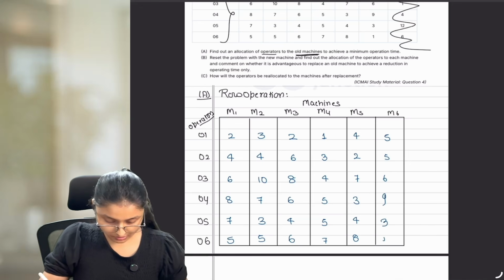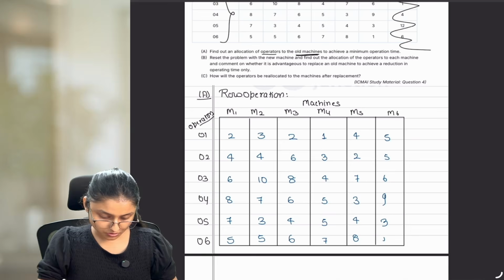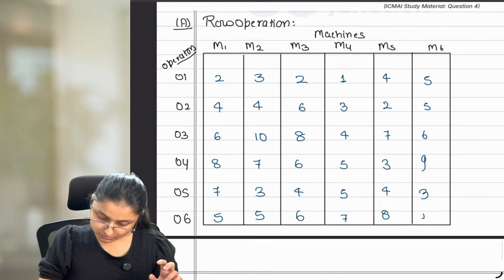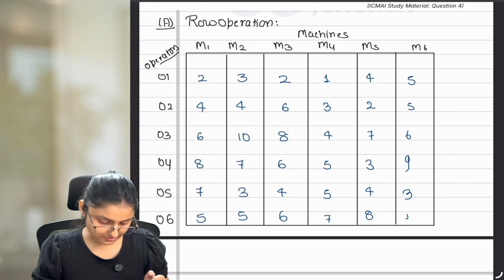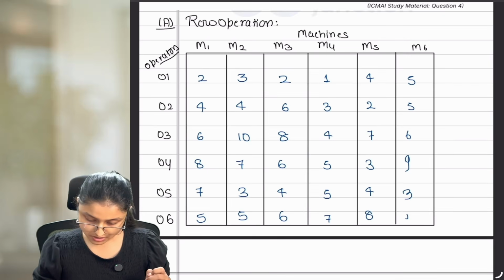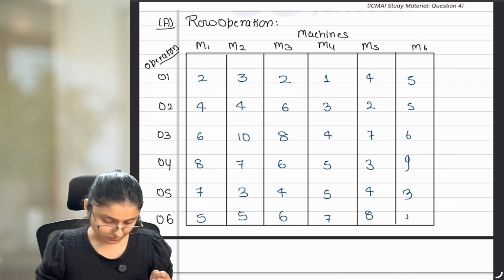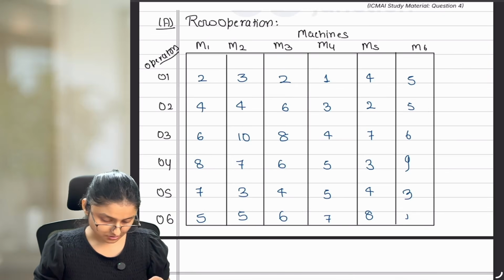Let me just open the question inside and check it, because it can happen that we might have written something different, and it's important that the question should be correct. 2 4 6 8 7 5, 3 4 10 7 3 5, 2 6 8 6 4 6, 1 3 4 5 5 7, 4 2 7 3 4 8, and your 5 5 6 9 3 1.